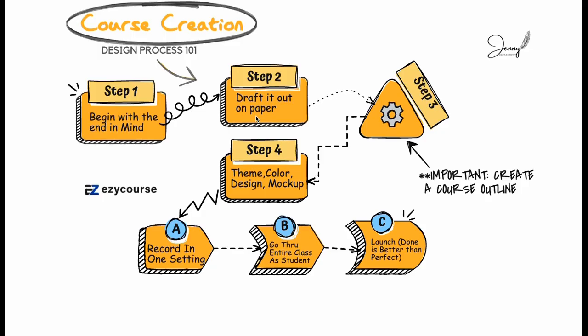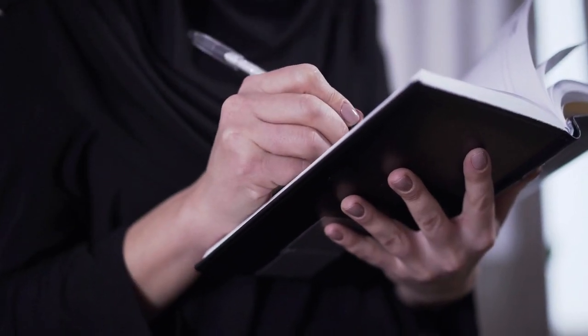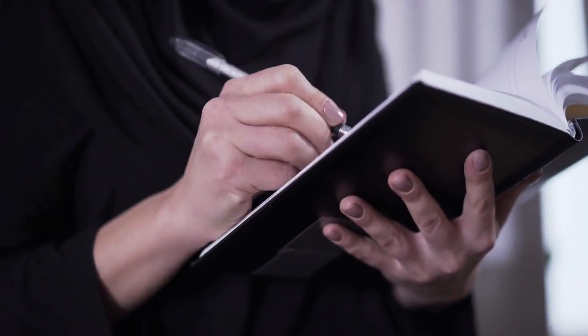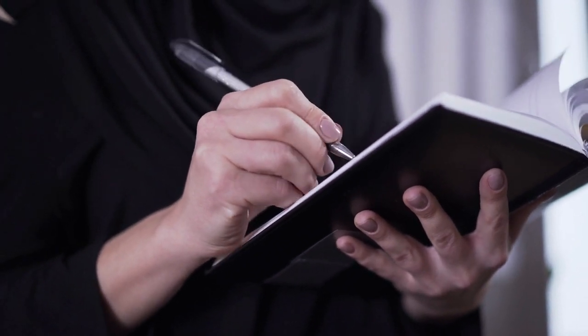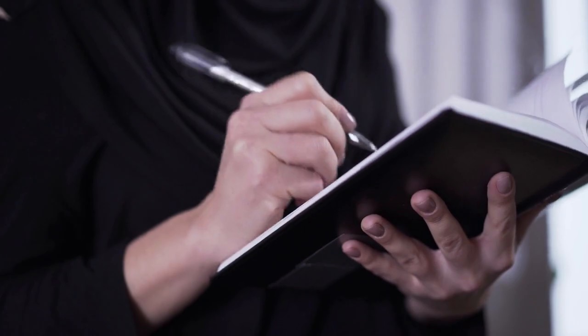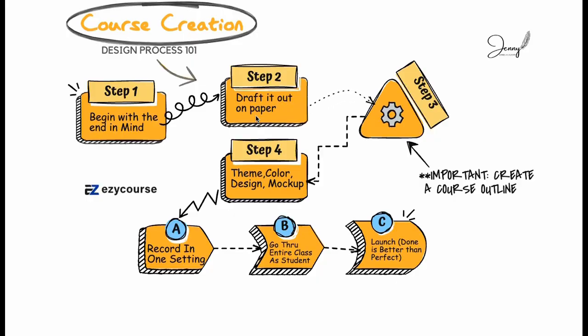I think the first thing you need to do is, I always use a composition book, and I always draw on a piece of paper, because now you're emptying your head with all the ideas that you have for your particular course, right? I do that first. I do that more than anything else. And it's just a rough draft.